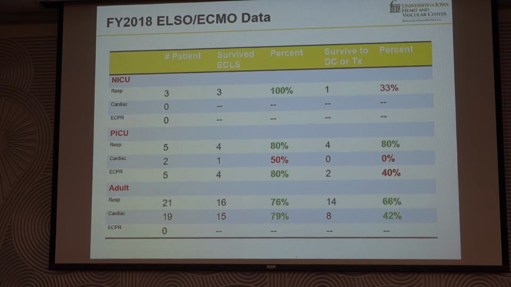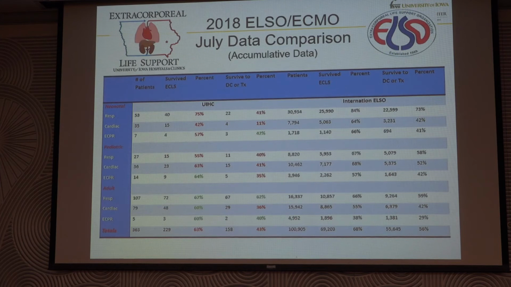100% of our NICU respiratory cases survived ECLS. And on down the line, PICU cardiac, 50%. That's slightly below the average. Anything that's in red there is below the average. Anything in green is above the national average. And then this is a comparison to international data.